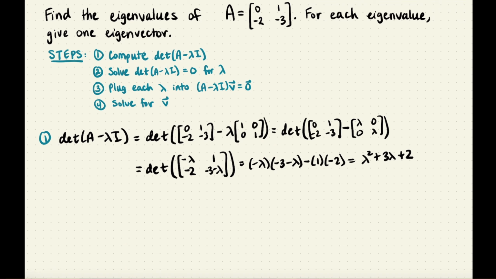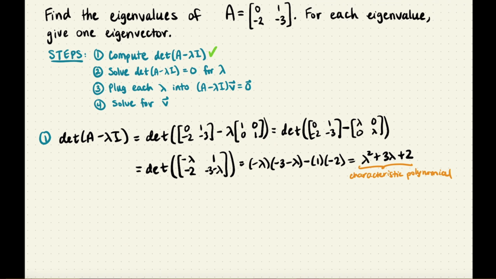I just want to highlight this really quickly. This is the characteristic polynomial of the matrix A. So that's just a vocabulary word we want to keep an eye on. All right, so we've done step 1 here. I'm going to go ahead and put a little check mark there. Now we're going to move on to step 2.